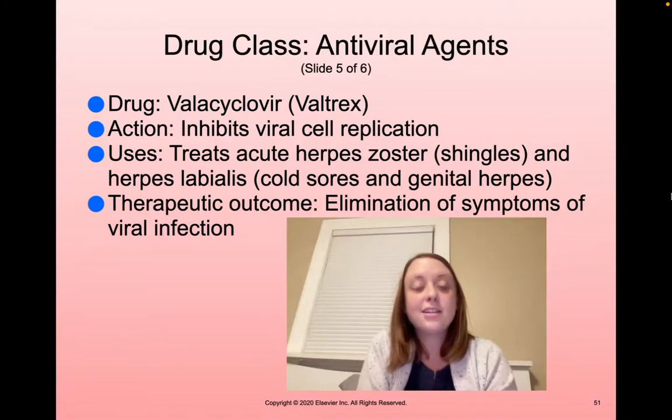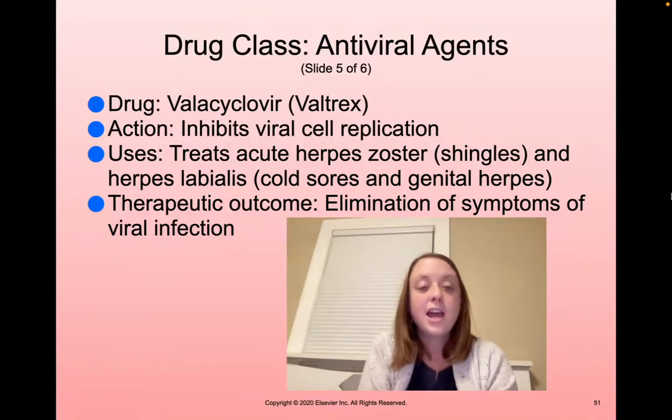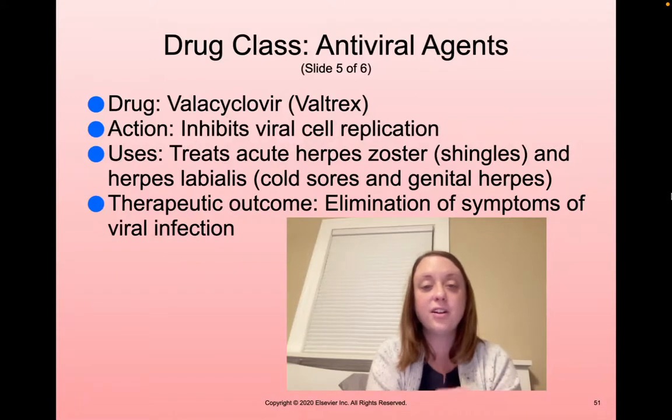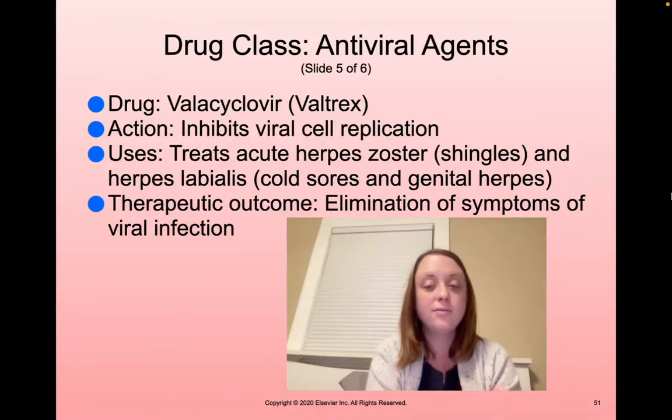Valacyclovir or Valtrex inhibits viral cell replication. This is great for the treatment of acute herpes zoster, shingles, and also for herpes labialis, cold sores, and genital herpes. And we expect that it will eliminate the symptoms of viral infection in the patients we use it on.